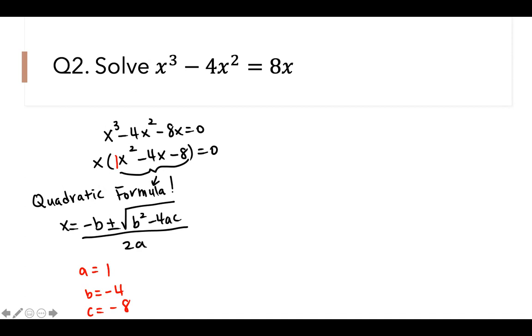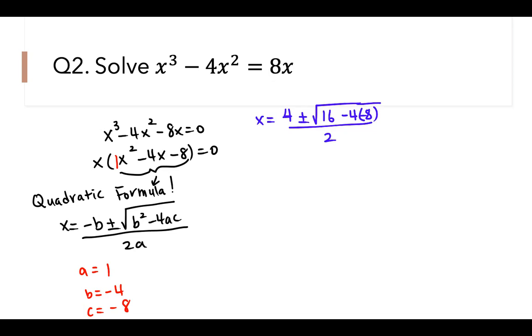B is -4, and C is -8. So what I'm going to do is plug everything in. So let's plug it in. So x is equal to 4. So negative becomes positive. So 4 plus or minus the square root of 16. 4 times 4 is 16. And then minus 4 times 1 times -8, over 2 times 1, which is 2.